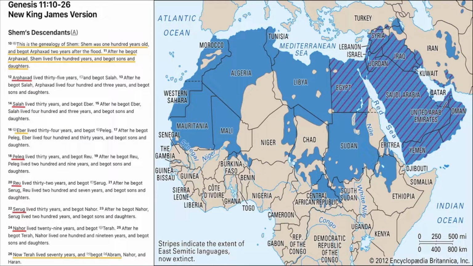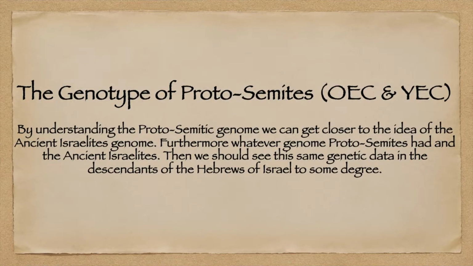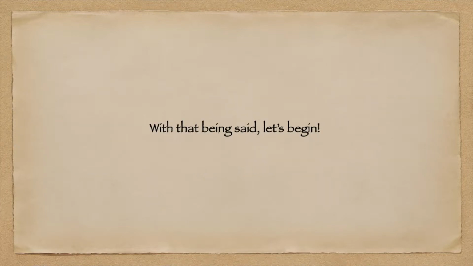And then from verse 10 to 26, we have Arphaxad, Shelah, Eber, Peleg, Reu, Serug, Nahor. Now Terah lived 70 years and begot Abram. And so the Israelites are a Semitic people going back to Shem. But by understanding the Proto-Semitic genome, we can get closer to the idea of the ancient Israelites' genome. Furthermore, whatever genome Proto-Semites had in the ancient Israelites, then we should see this same genetic data in the descendants of the Hebrews of Israel to some degree. With that being said, let's begin.